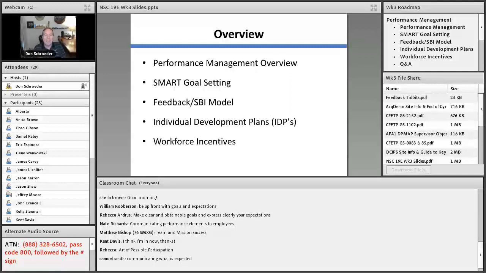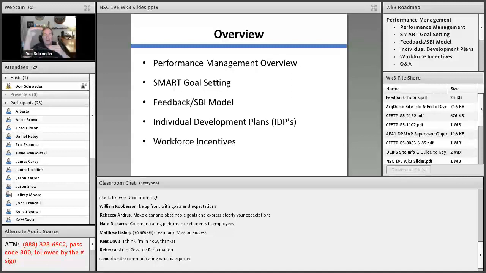All right, but later, again, since we're going to be talking a lot about performance management, I have a few handouts over there that deal with performance management, such as if you're in the performance management system called ACDemo. I have a handout over there called ACDemo Site Info and End of Cycle Notice. In other words, for ACDemo and DCIPS, DCIPS. We always just say DCIPS, all right?